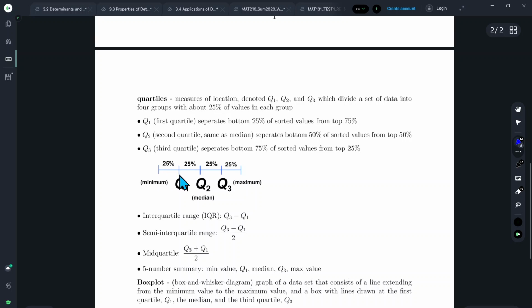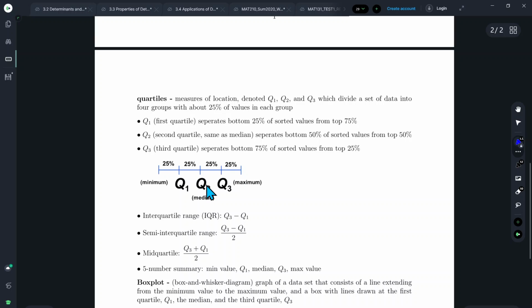And so the values that separate these groups of data points, you have the minimum all the way at the left end. Q1 is called the first quartile, right? So it separates this 25% from the rest of the data.